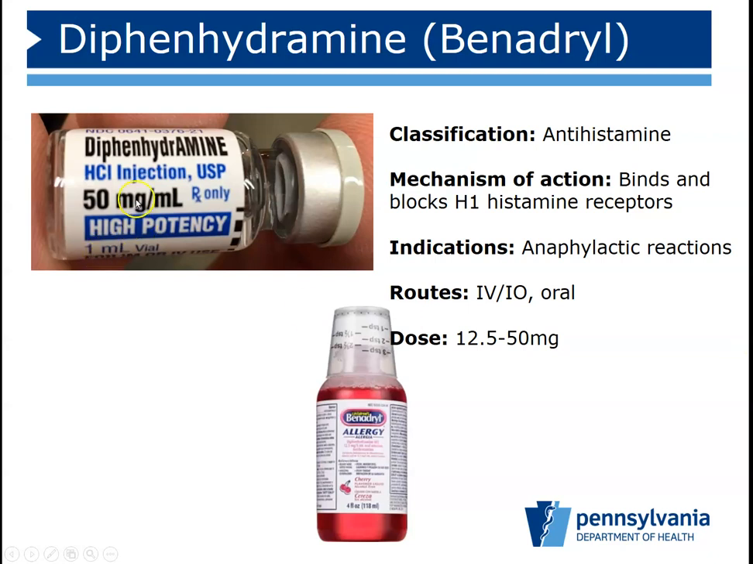All right, and here you can see the IV is a 1 ml vial with 50 milligrams in it. So 50 milligrams per ml. We have 1 ml, that's 50 mgs. Whereas Benadryl oral typically is 12.5 milligrams per 5 mLs. So we'll talk about that a little bit later in the next week.